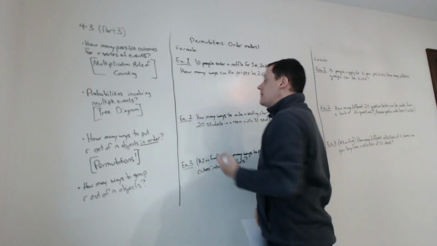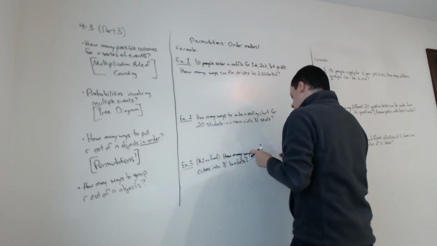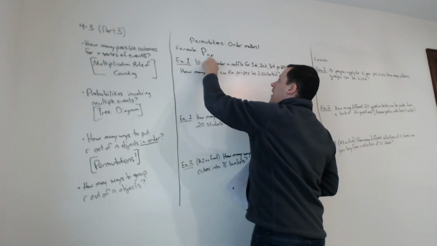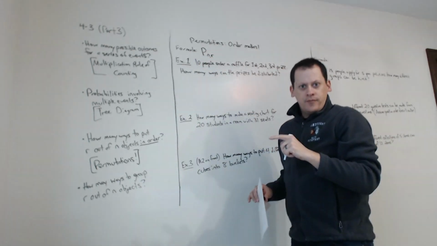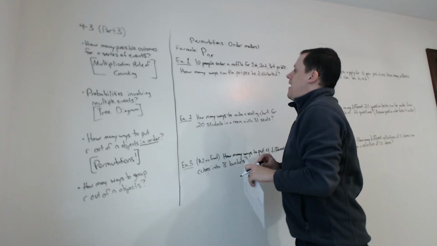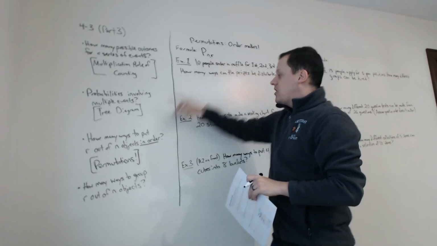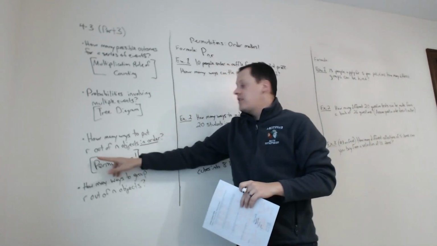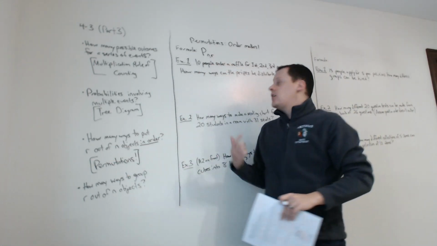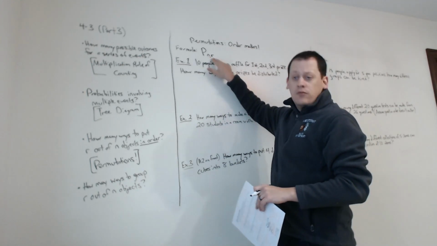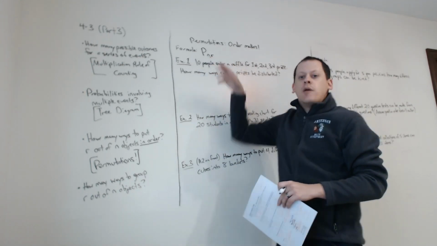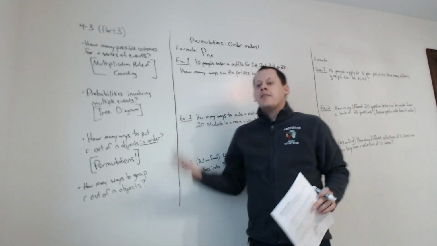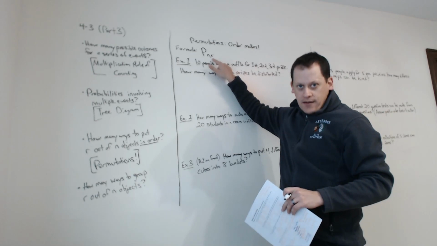The formula here for permutations, we're going to denote this P of n comma r. Okay. N is the total number of objects you've got, and r is the number of them that you want to put in order. Usually these two are not going to be the same number. So maybe you've got 15 objects and you want to order 6 of them, let's say. Then n would be 15, r would be 6.